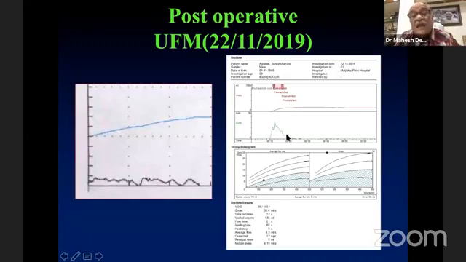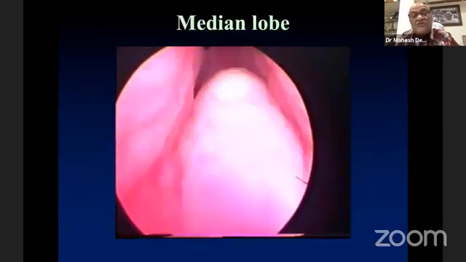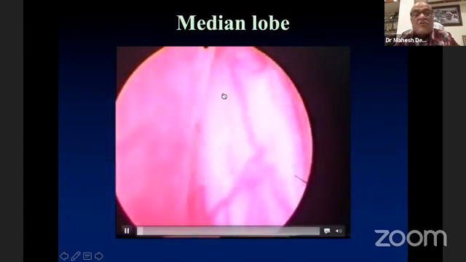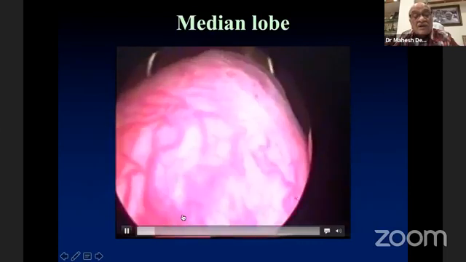And here you can have a good peak, and then you can say that your flow is better, your symptoms are better, you are better. So that is all right. And the prevention of incontinence, I told you about these 2-3 zones, which is important. And the last slide is the median lobe. In the median lobe, what you cannot do is the 12 o'clock.